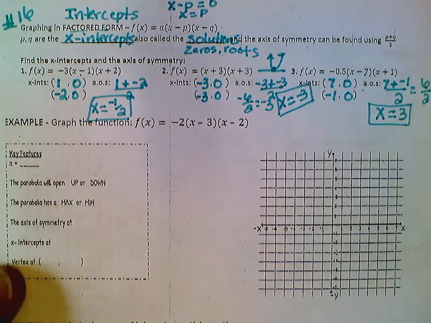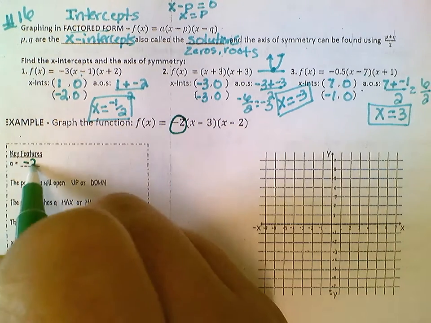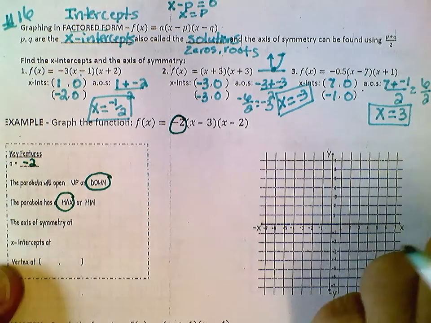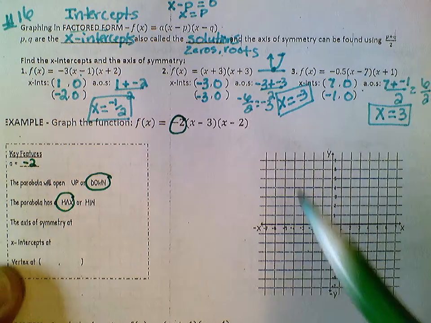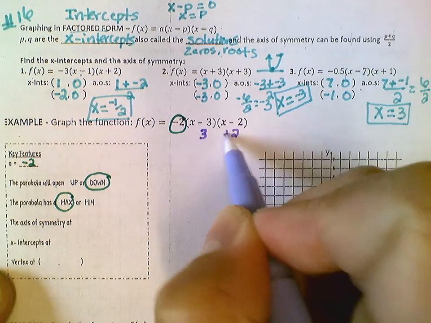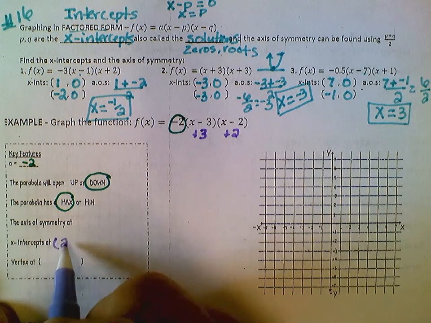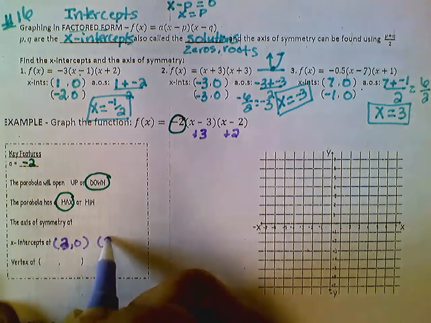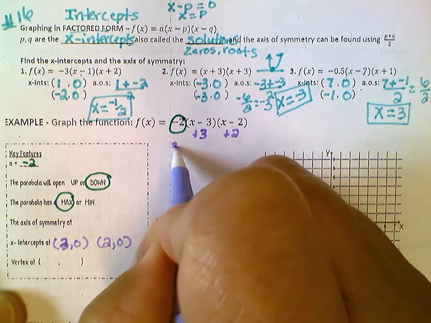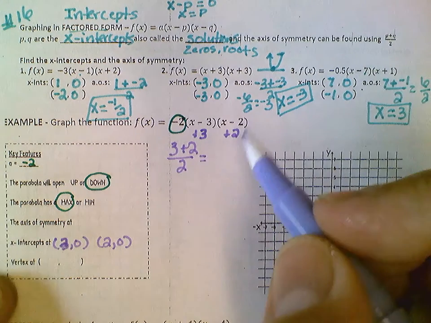Okay, example number 1. Our key features: we have a at -2. It's a negative, which means my parabola opens downward, and I have a maximum value. Intercepts form gives me my intercepts at +2 and +3. Well, (3, 0) and (2, 0). And then I can add those together and divide by 2 to get my axis of symmetry.